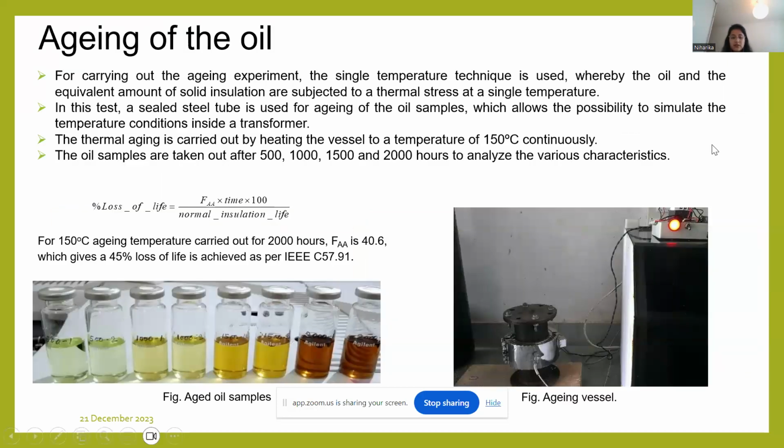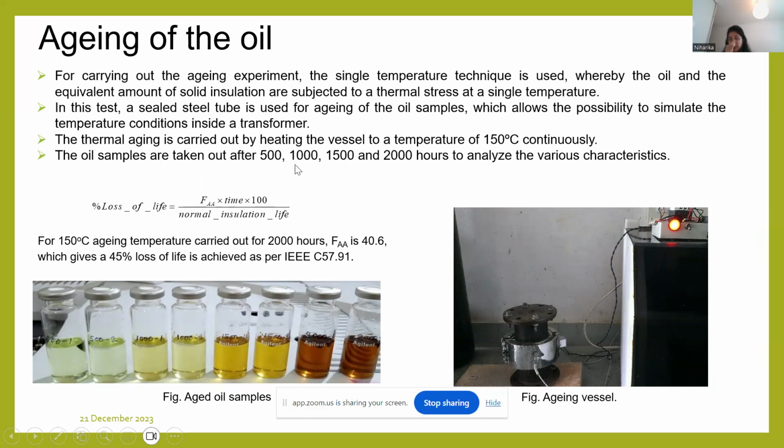So here we can see the aging setup, how we aged the oil, and these are the vials that are used for the DGA. We can see how the color changes. This is just for one oil, the FR3. It's light green in color. With time, like 1,000 hours, 2,000 hours, we can see visually how the color changes. At 2,000 hours, it becomes from light green to dark brown.